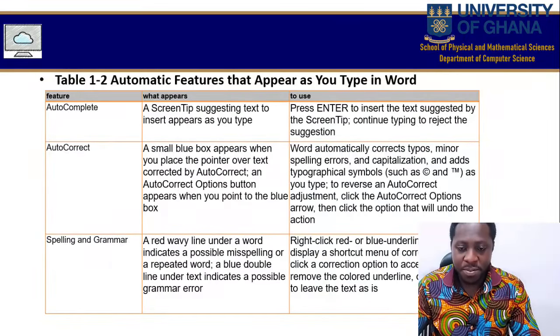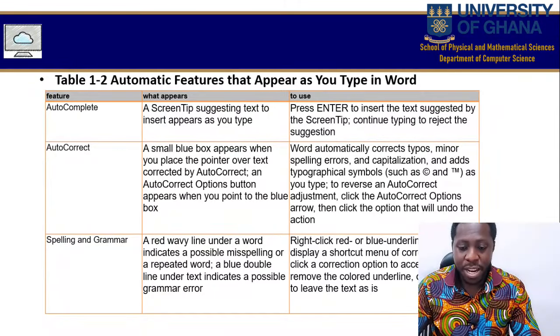We have some automatic features that appear as you type in Microsoft Word. You can have autocomplete. All of these are default: autocorrect, spelling and grammar. Autocomplete is a screen tip that will suggest text to insert. It appears as you type, and then we have a small blue box that will also enable you to autocorrect a few things. We'll demonstrate all of these things as we make progress and how you deal with them.